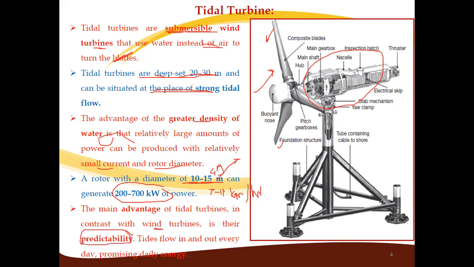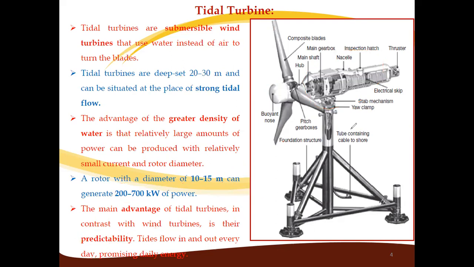So this tidal turbine is predictable. Tides flow in and tides flow out every day, so there is energy generation every day. So it can be predicted. Wind is not predictable, but tide is predictable. Once or twice in a day there will be a high tide and low tide, and because of that there will be power generation. So this is the conversion of tidal energy to electricity by using a tidal turbine.